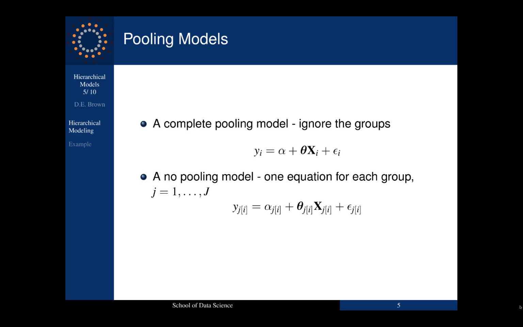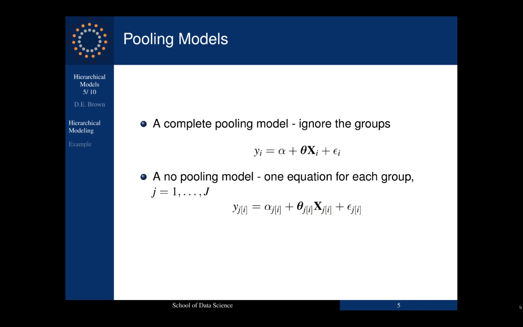The opposite approach to the complete pooling approach is the no pooling approach, which basically creates one equation for each group. So now instead of having one big regression equation with all the data ignoring the groups, which is the complete pooling model, the no pooling model says every group has their own equation. And that's what we show here. So the y_ji, for instance, represents group j, observation i. The alpha_ji represents the intercept for group j, observation i, and so forth through the rest of the equation. So these represent one equation for each of the J groups.